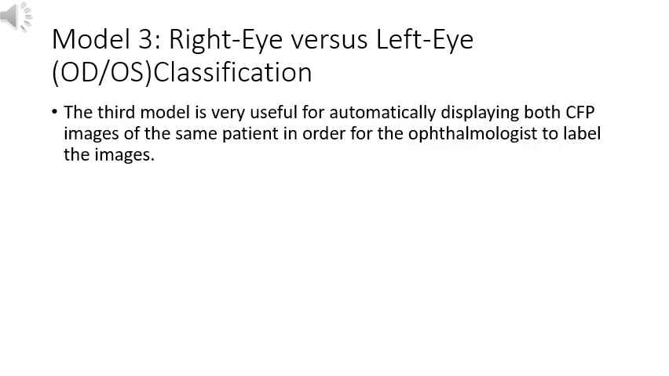Model 3, Right Eye versus Left Eye, OD/OS, Classification. The third model is very useful for automatically displaying both CFP images of the same patient in order for the ophthalmologist to label the images. We trained the model from scratch with data augmentation and using CNN1 architecture in order to classify the left eye versus the right eye. It is important to note that the same simple architecture was useful for classifying images in different tasks. However, while the architecture is the same, each training process teaches the model the features necessary to learn a specific task.